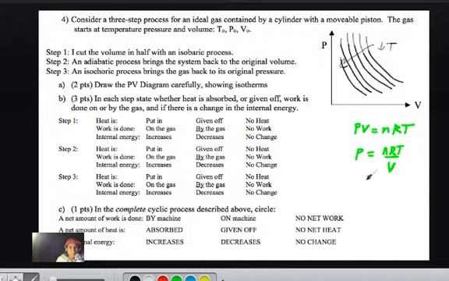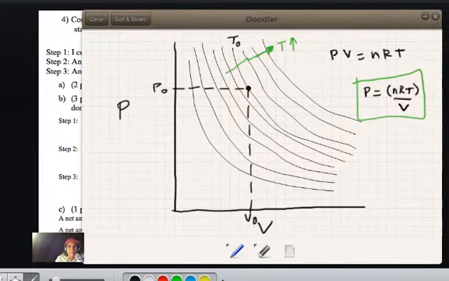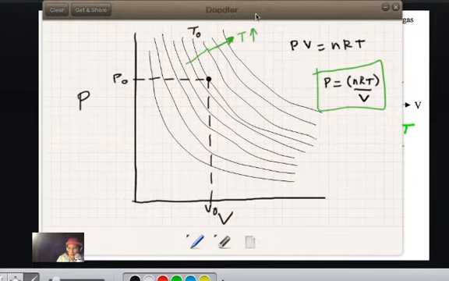So let's go ahead and apply these three processes. Step one, cut the volume in half. So you start out at some P naught, V naught, T naught. Actually, I'm going to go ahead and make a new graph of this. So let's remember this. The first step is cutting the volume in half, isobaric process, and that means delta P equals 0. So I've drawn up a graph here to use.